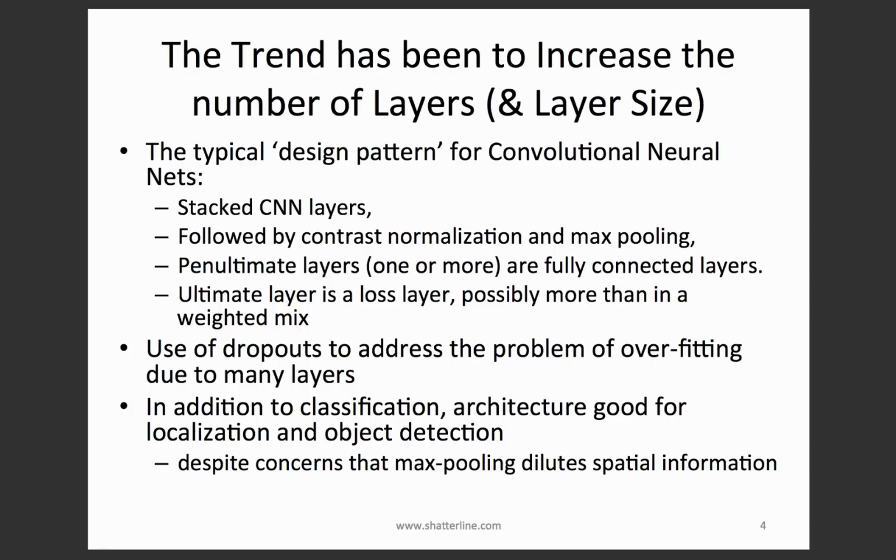Interspersed between convolutional layers are contrast normalization and max pooling layers. The penultimate layers towards the end of the network were typically fully connected layers, although that's no longer the case with the introduction of global pooling layers. The last layer is typically a loss layer, which encapsulates a loss function. And that hasn't changed. Dropout layers were introduced to reduce the number of connections and overcome problems of overfitting. With this type of approach, the trend has been to increase the number of layers to get higher accuracies.